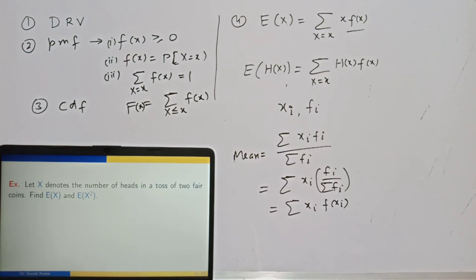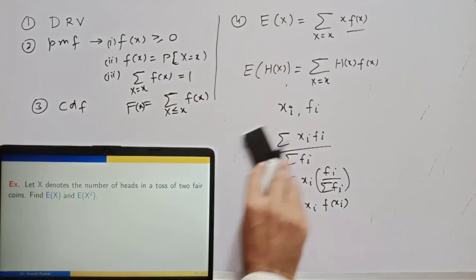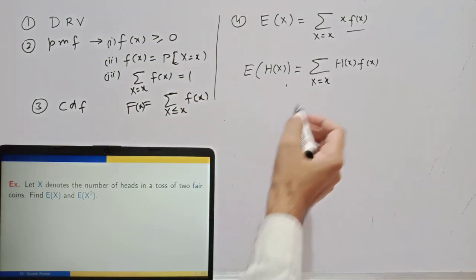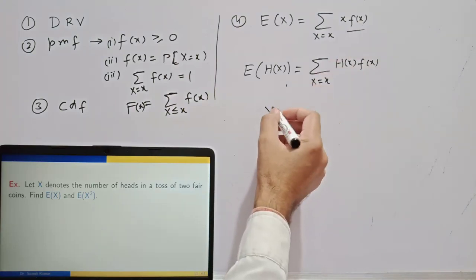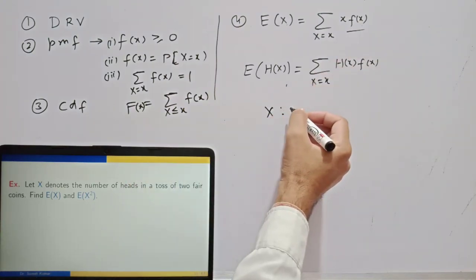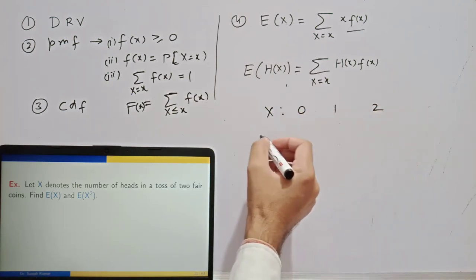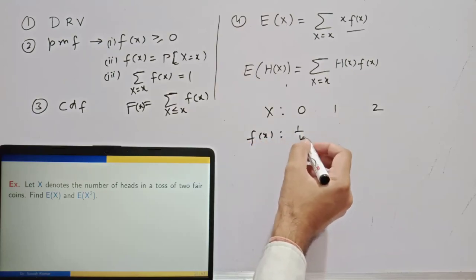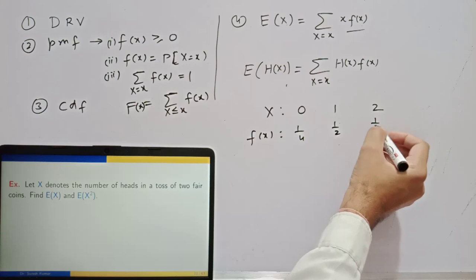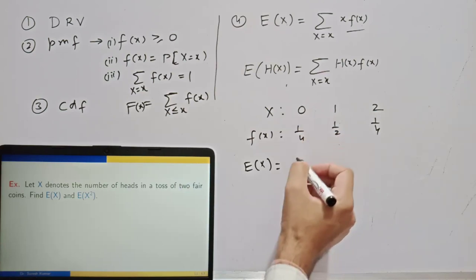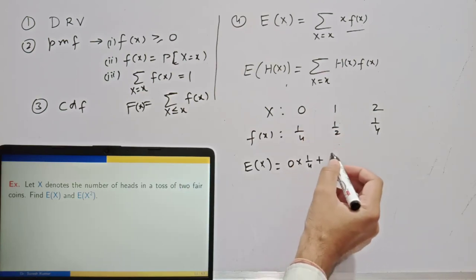See this example here. x denotes the number of heads in a toss of two fair coins. Find E(x) and E(x square). So how to do it? For E(x), what do you need? The probability distribution. What are the different values in this case for x? Toss of two fair coins: 0 heads, 1 head, both heads. Probabilities are 1 by 4, 1 by 2, 1 by 4. Now what is the expectation of x? Multiply different values of x with their corresponding probabilities.